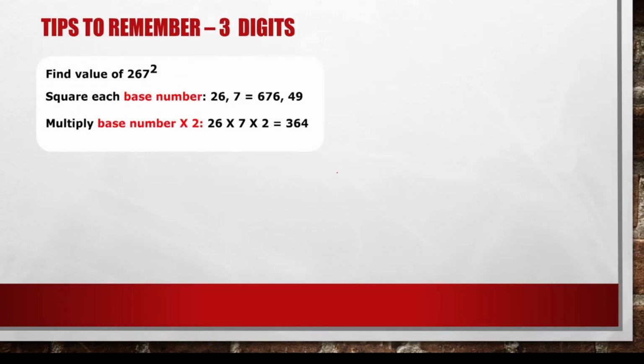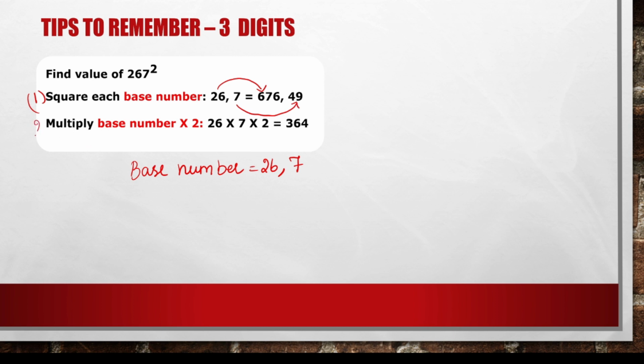Now let's move on to our next question. Find the value of 267 square. Again, for the base numbers of 267, we write the last digit as a separate number and then the remaining two as a separate number. So our base numbers are 26, 7. And then as per our first step, we square each base number separately. So 26 square is equal to 676 and 7 square would be 49.